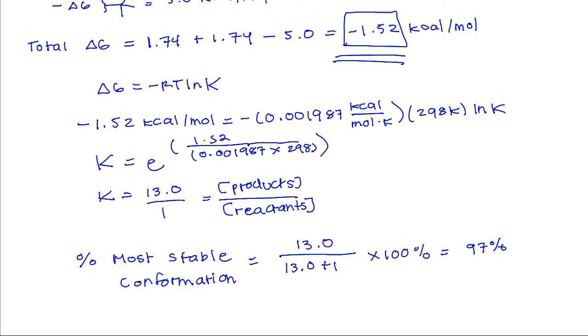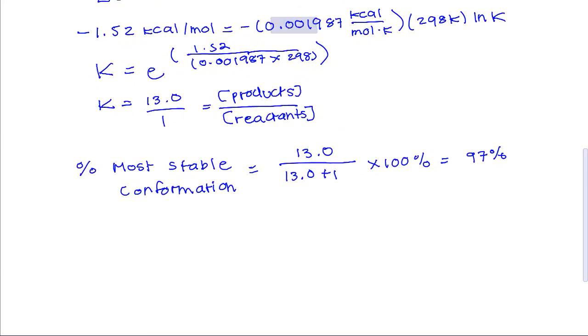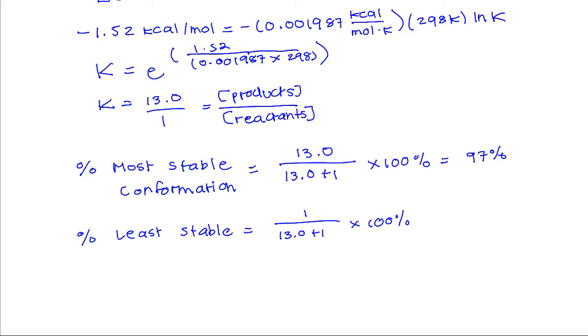If we were to calculate the least stable conformation, or the conformation on the left, we would have 1 over 13 plus 1 times 100%. So I'm sorry, this number should be 93%, and this number should be 7%. Okay, so you want to be able to calculate both. Make sure you pay close attention to which conformation you're calculating the percentage of.